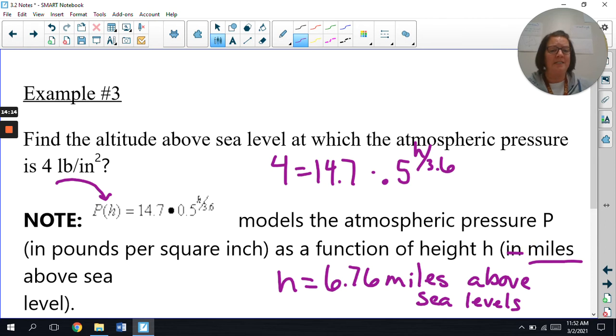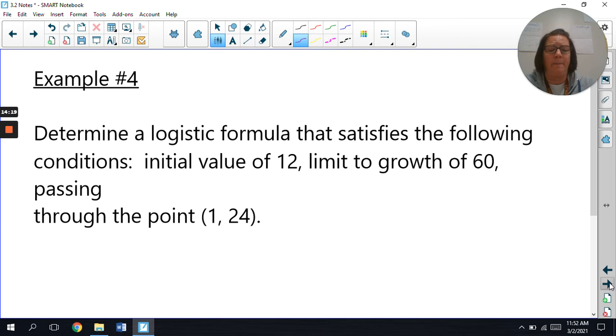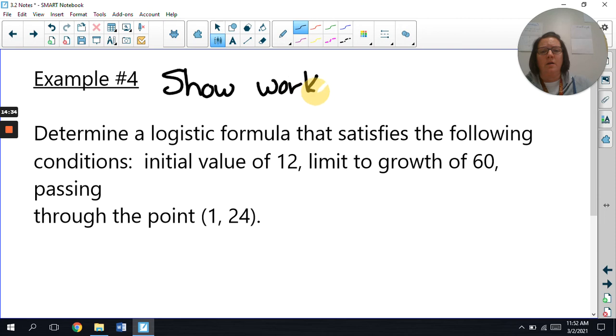Okay, this last problem is the only one that we are going to do algebraically. So again, we're looking for a logistic. We're going to show all our work. This is the only one you're going to do algebraically in this. So again, show work, and you're going to use your algebra to do that.